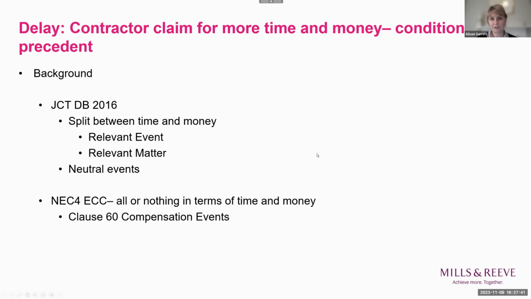And if you, as a contractor, are successful in getting an extension of time, then you get relief from liquidated or delay damages. You do not have to pay those damages to the employer. If you want to claim the loss and expense, the cost to you of being on site for longer, you have to claim a relevant matter. And that's set out at section 4 of JCT Design and Build. And there are, subject to subsections, 5 relevant matters.